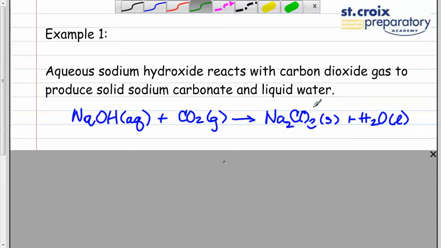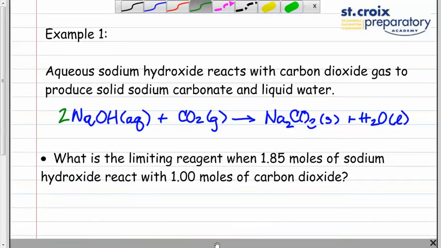I'm going to look first at my oxygen and see that I have 3 oxygens here and 1 here for a total of 4. I have 2 oxygens on my carbon dioxide and 1 here. I'm going to put a 2 in front of my sodium hydroxide. I have 2 sodiums here, 1 carbon, 1 carbon. Now let's take a look at the hydrogens. I now have 2 hydrogens here and 2 over here, so we have a balanced chemical equation.